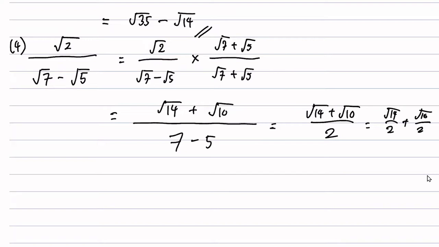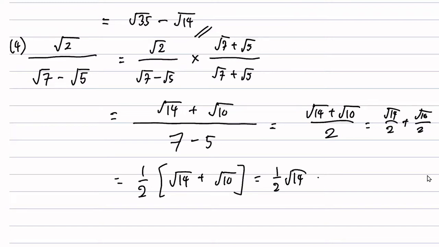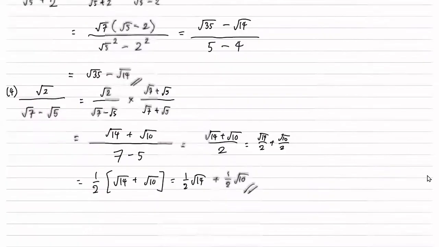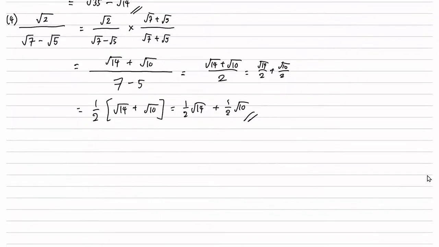Or if you want, you can also write it like this, half times, which is the same as half times plus half times this. Okay, half times square root 14 plus half times square root 10. Equivalent. Is that okay? Good. I think that's honestly quite a lot of examples already.